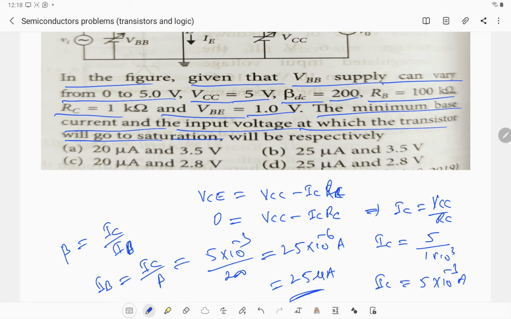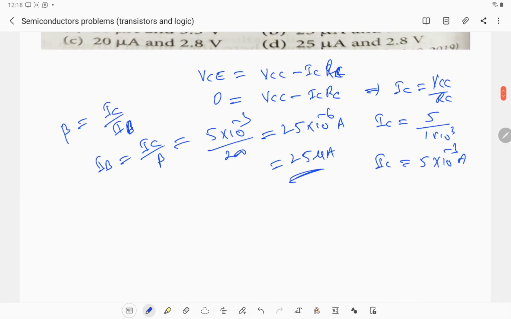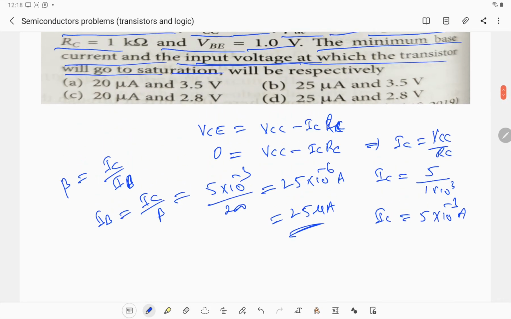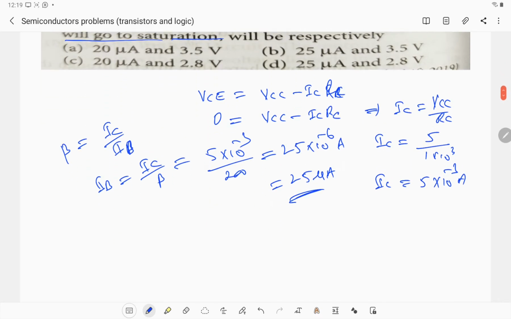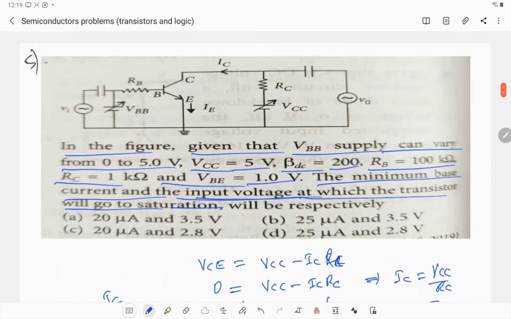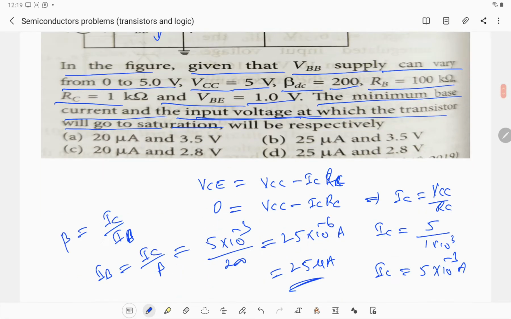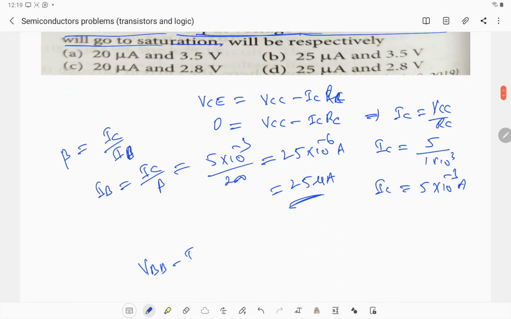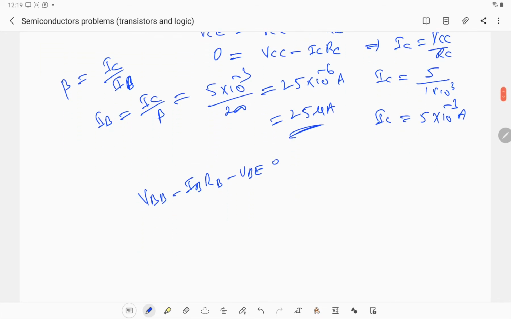Okay, the minimum base current, and which one? Next one is input voltage, at which input voltage. So here input voltage is nothing but actually VBE, but VBE is not given. You have to consider VBB. Therefore, from this circuit, here is VBB, VBB minus IB RB minus VBE is equal to 0.